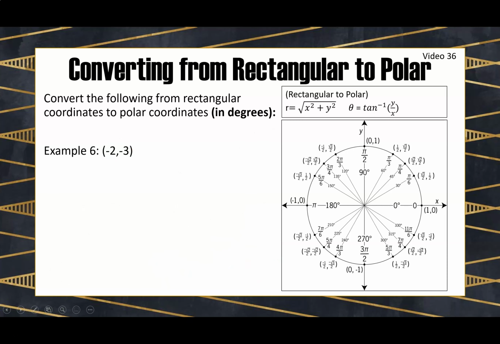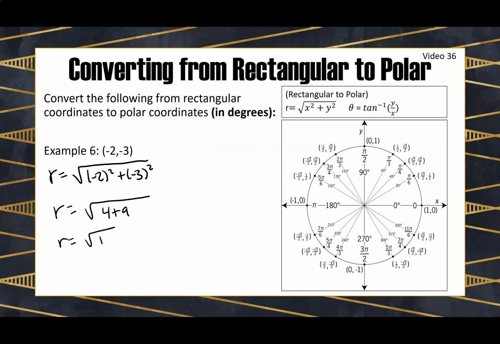All right, stay with me for one more. All right, I know we can do this. So we're going to do r is equal to negative 2 squared plus negative 3 squared. That's going to give me 4 plus 9. R equals the square root of 13. And that's it. I don't need to go any further with that.